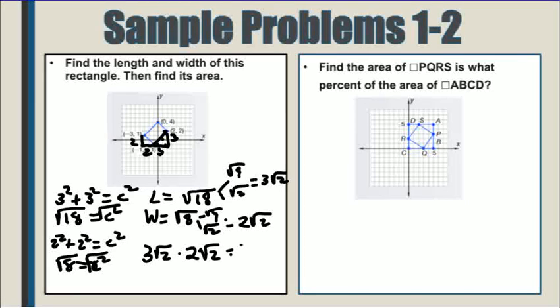So 3 times 2 is 6. The square root of 2 times the square root of 2 is the square root of 4. The square root of 4 is 2. So we would have an area of 12, and this would be square units.